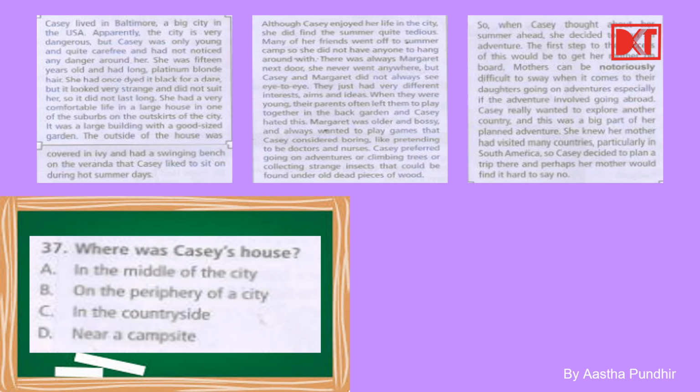So here the question says, where was Casey's house? In the middle of the city, on the periphery of the city, in the countryside, or near a campsite? So here we see Casey lived in Baltimore, a big city in the USA. She had a very comfortable life in a large house in one of the suburbs on the outskirts of the city. We're talking about the outskirts of the city. So accordingly, the answer is B, on the periphery of the city. All right.